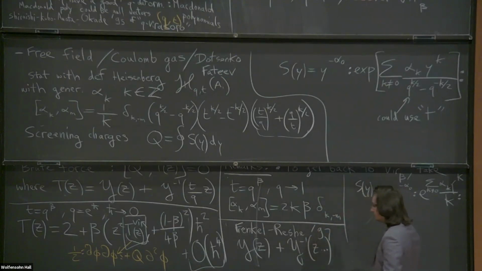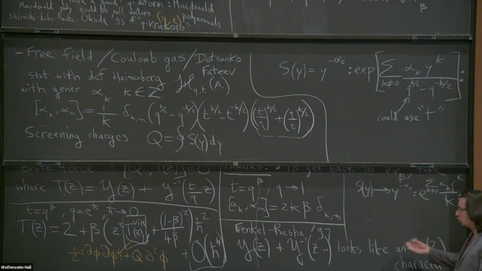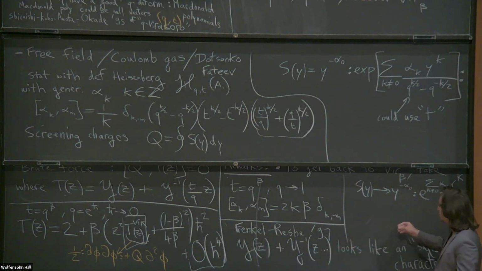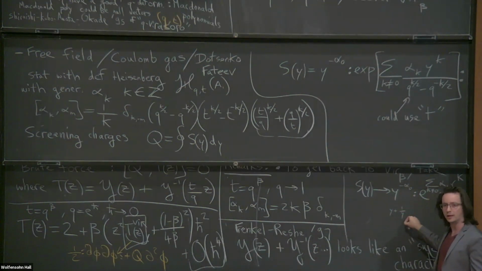times some factors, looks like an SU2 character. And I'm being very broad about what that means. They developed an entire theory called the theory of q-characters to make sense of this. This was one of the great achievements in the representation theory of quantum groups, that such objects can be constructed. If you take SU2, remember that Y plus 1 over Y is just the spin 1/2 character for the spin 1/2 representation of SU2.